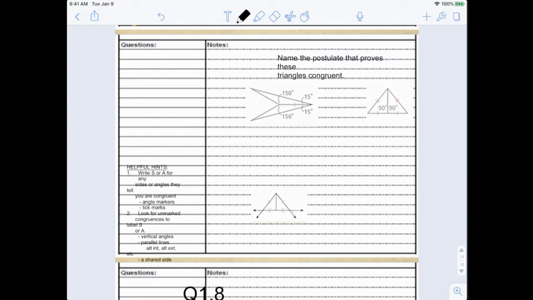So again, what's the postulate? A few more that are similar. What's the postulate that proves these triangles are congruent? Pause and try them if you want. But again, these are very similar to the 5.